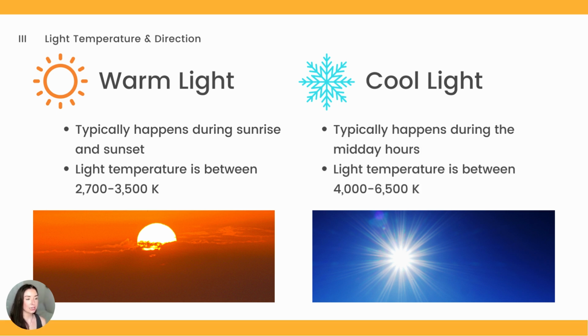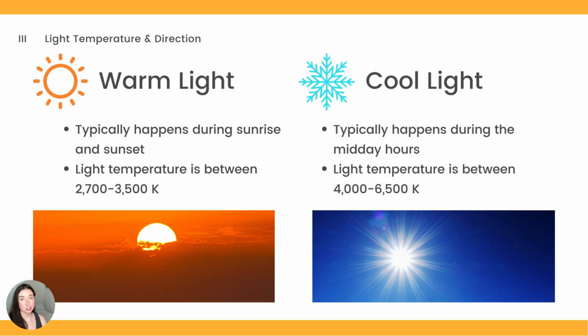So cool light typically happens during the midday hours. And this is going to be during the peak time of the day whenever the sun is high in the sky. Cool light also happens whenever the light is very diffused or whenever it's a really overcast day. And that light temperature is going to fall between 4000 and 6500 Kelvin.